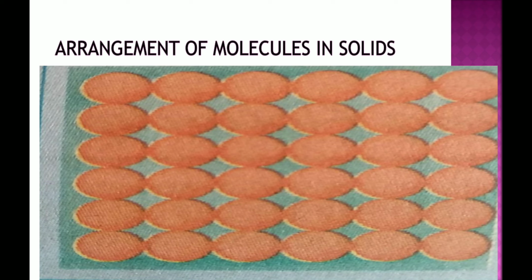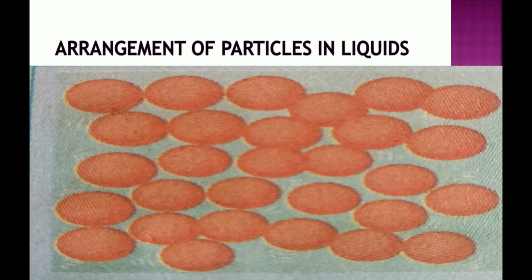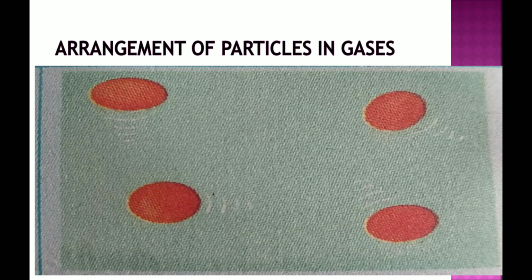Now the arrangement of molecules in solids. Look at the diagram, how the molecules in solids are arranged. They are tightly packed. Now this is the diagram related to the arrangement of the particles in case of liquids. There lies some intermolecular space. And in case of gases, this is a diagram of the arrangement of the particles. You see that there lies a large intermolecular space between two consecutive molecules or particles in gases.